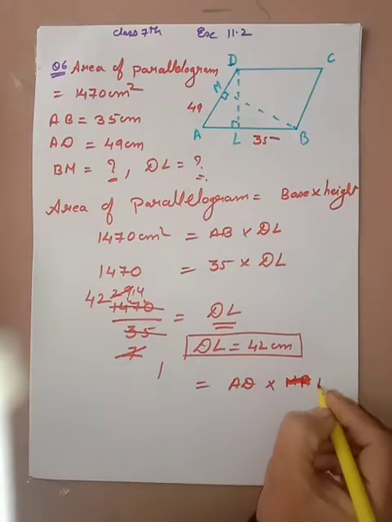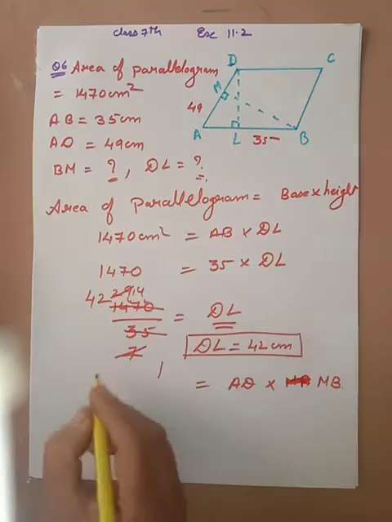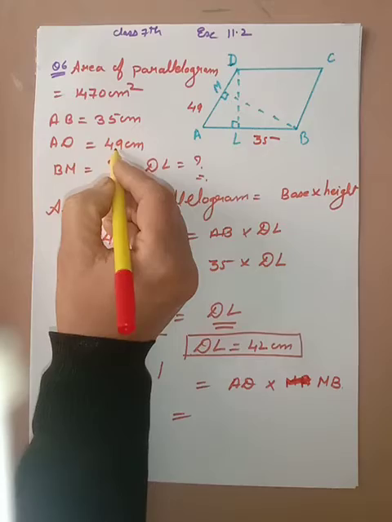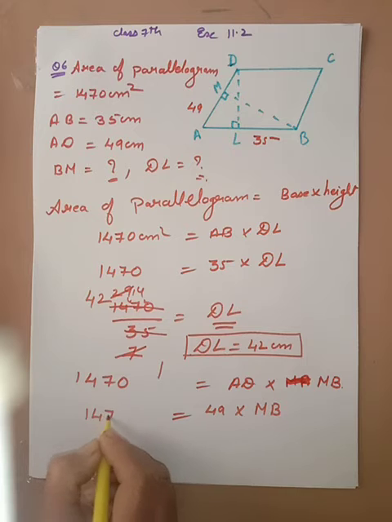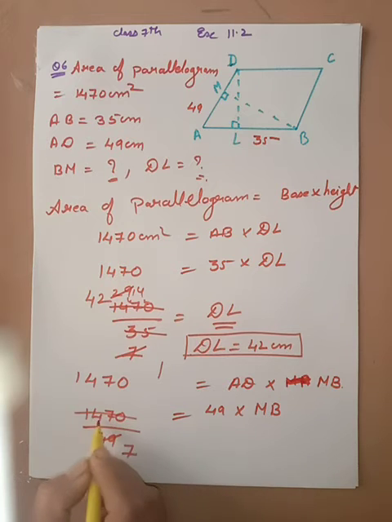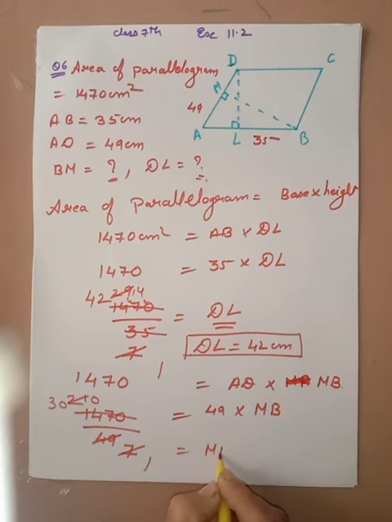Base AD, height MB, and we have to find the MB also. Formula: area of parallelogram, area is given 1470. AD is given 49 and MB we have to find, again in the same way. Here it is multiply, so it will be divide, 49 will go by the table of 7. 7 7s are 49, 7 2s are 14, 7 1s are 7, 7 0s are 0, again 7 1s are 7, 7 3s are 21, and 0. So MB is equal to 30 centimeter.